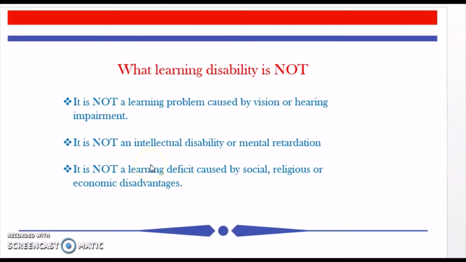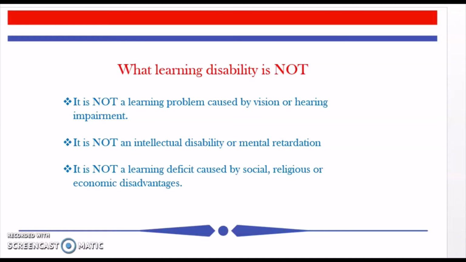All right, so once these factors have been ruled out: impairment, retardation, and disadvantages, and the child still performs poorly, then it could be a learning disability.